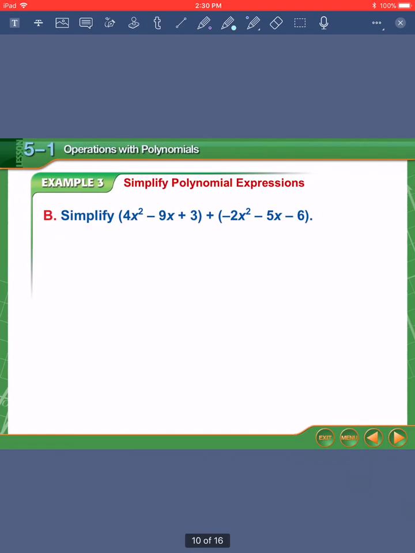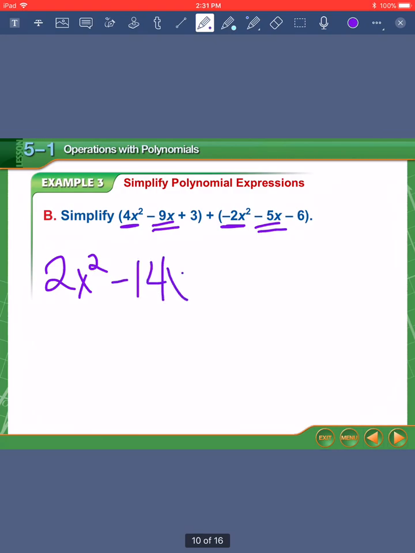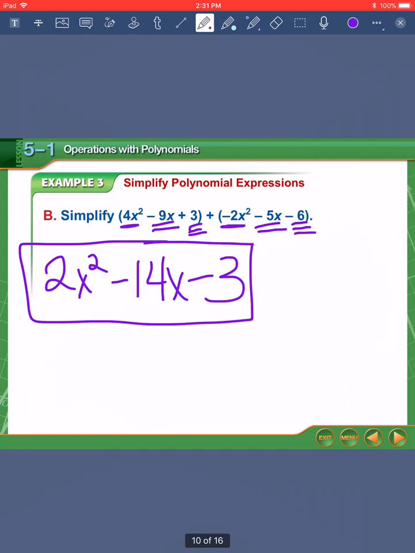So 4x squared minus 9x plus 3 plus negative 2x squared minus 5x minus 6. This is addition, so I don't have anything to distribute out. So I can go ahead and jump to combining like terms. So 4x squared and negative 2x squared makes 2x squared. Negative 9x and negative 5x make negative 14x. And 3 and negative 6 makes negative 3. So we get 2x squared minus 14x minus 3.